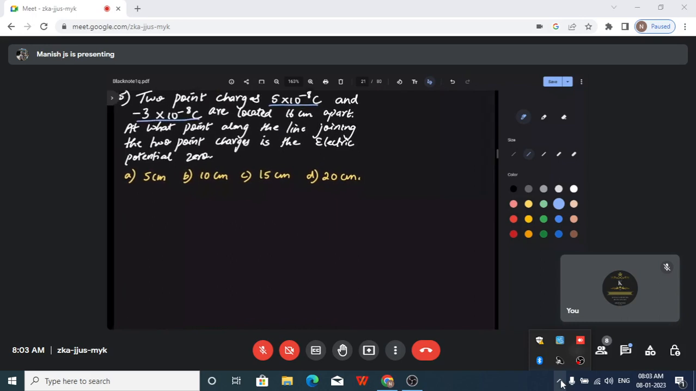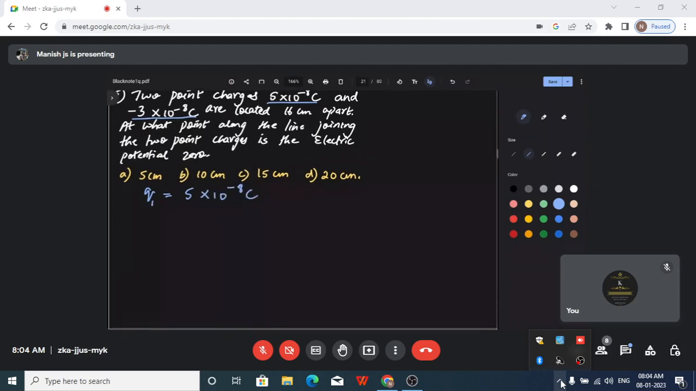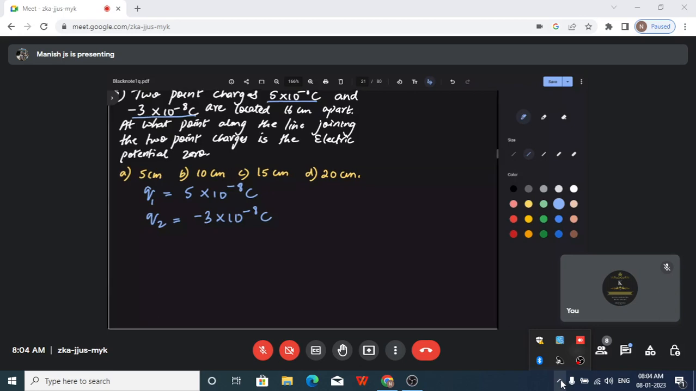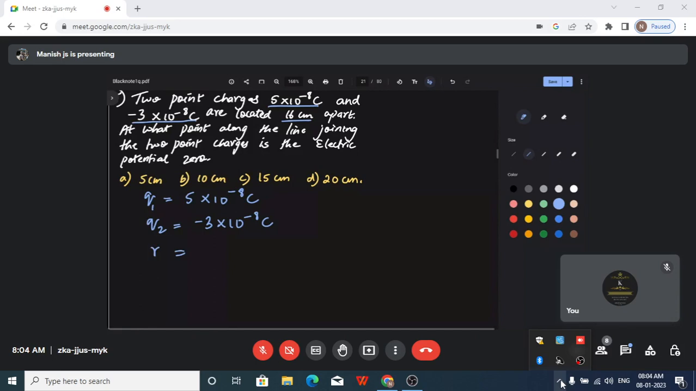Yes, two point charges are given, Q1 and Q2. So we can write them down. They have given us two charges, that is 5 into 10 power minus 8 coulomb, and the other charge is minus 3 into 10 power minus 8 coulomb. Apart from that, one more piece of information is there. What is that? Distance between the two point charges. Exactly. So R is also given, that is 16 centimeters. So first, the data interpretation. We have interpreted the data.